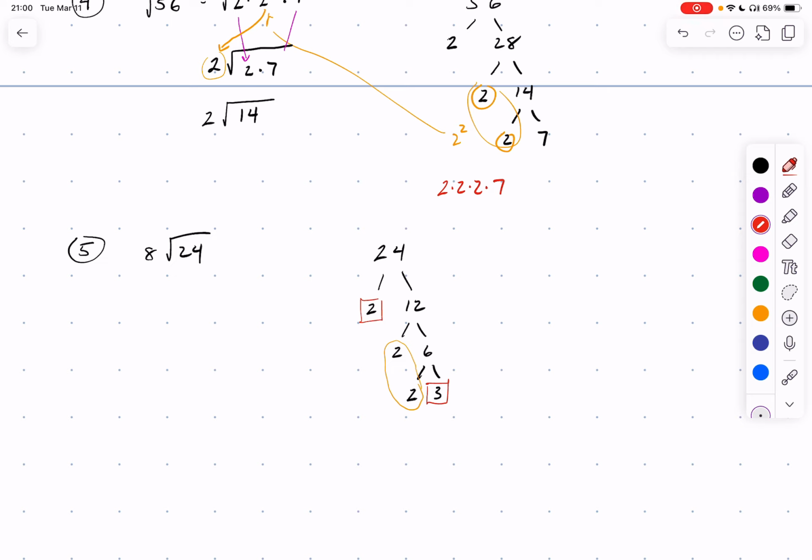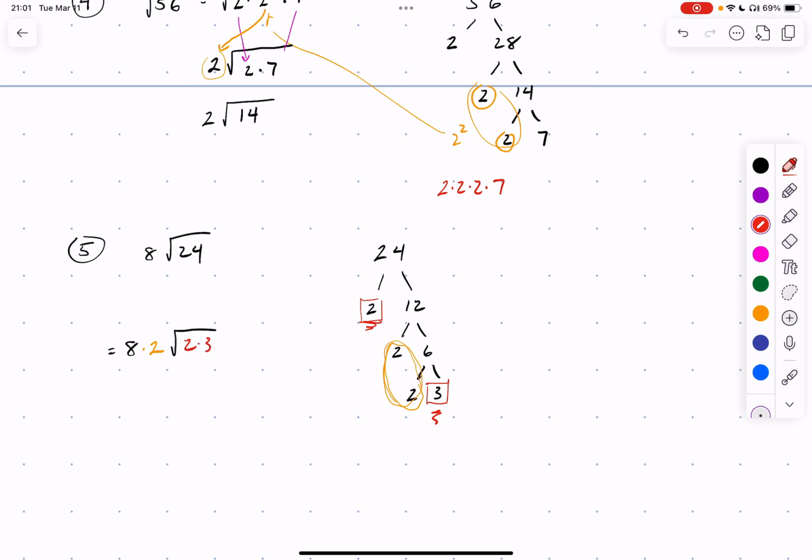These pieces right here don't have any matches, so they have to stay underneath the radical. So what I have is my original 8, and then I've got the 2, which comes from this pair of 2's. When I square root that pair, I'm just left with 1 2. And these two things, the 2 and the 3 that don't have matches, have to stay underneath the radical. So I'll write those in red. I've got 2 times 3.